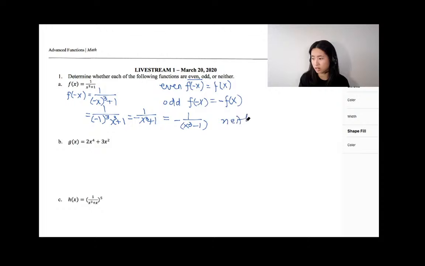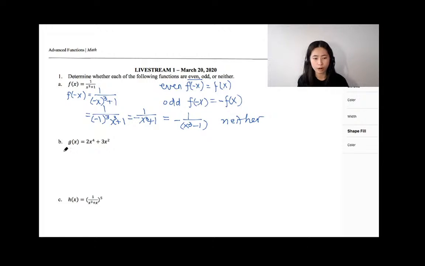And why is it neither? Well, if you look at your function, your f of x originally is 1 over x cubed plus 1. If it's odd, that means you're going to have this negative sign outside, but you need to have exactly the same function, which is f of x. But is it the same function? No, because you have a negative 1 here as opposed to plus 1. That's why it's neither. Okay, hopefully that makes sense.